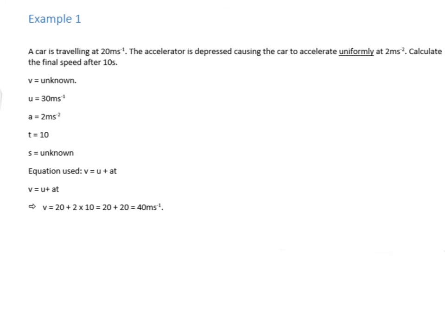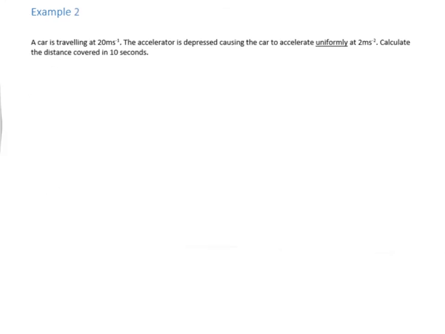Let's have a look at some slightly more complicated examples, but they're not much. So again, we've got a car travelling at 20 meters per second, again accelerating uniformly at 2 meters per second squared, so we can apply SUVAT. This time it wants you to calculate the distance covered in 10 seconds. So let's do this. So this is our unknown. This one is 10. Again, we know that's 2, 20, and we don't know v. So we need an expression that doesn't have v in it, which means we need equation 3, which is this one here.